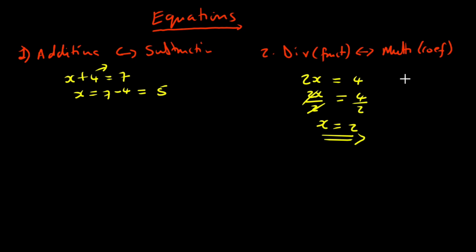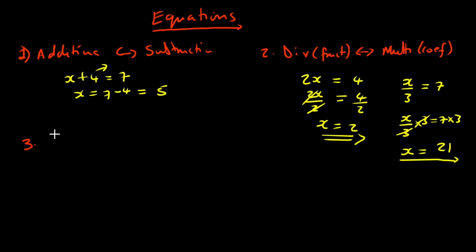But if I was given something like x over 3 is equals to 7, there is division already, so you need to multiply. We multiply both sides by the denominator. Multiply by 3 is equal to 7, multiply by 3. So we have our x is equal to 21. This is how we solve. Let's have number 3.